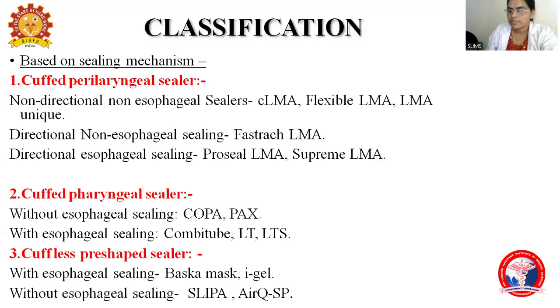With esophageal sealing, there are the Combitube, the laryngeal tube, and the laryngeal tube suction. Among the cuffless pre-shaped sealers, with esophageal sealing are the Baska mask and the i-gel. Without esophageal sealing, it is the Slipper or air tube.